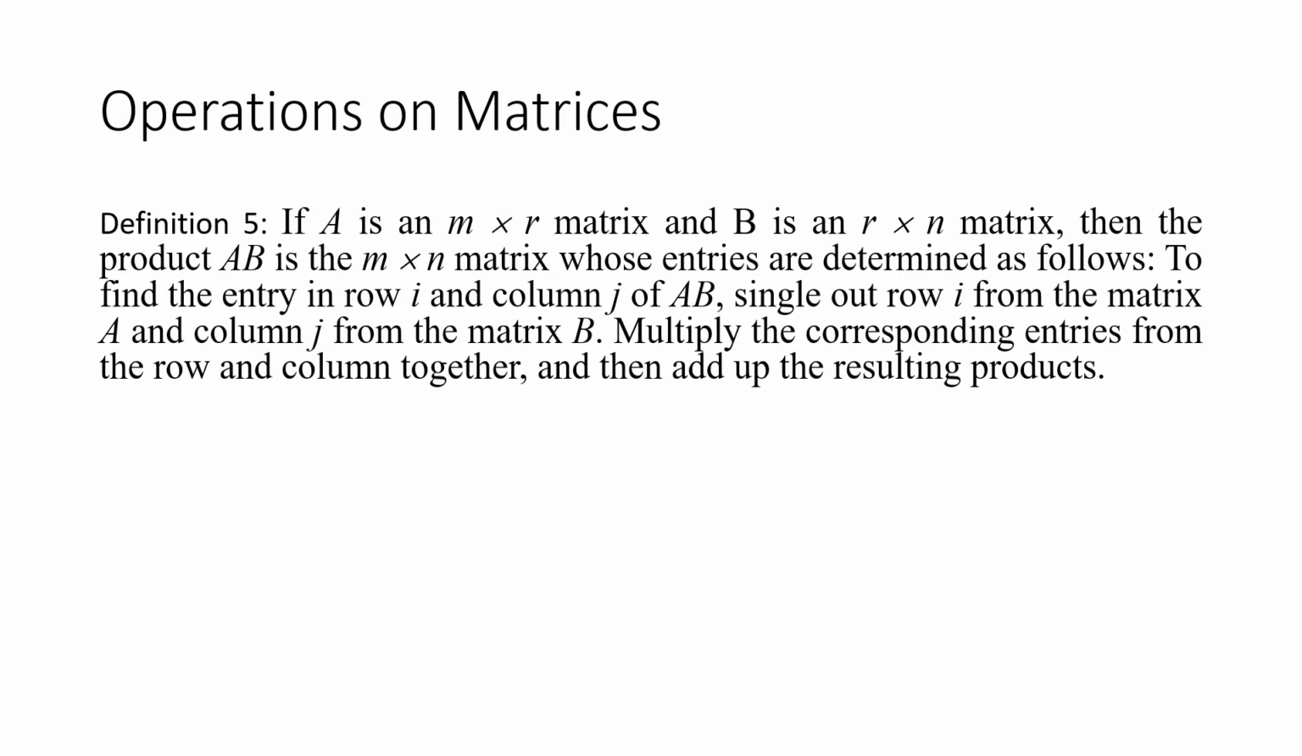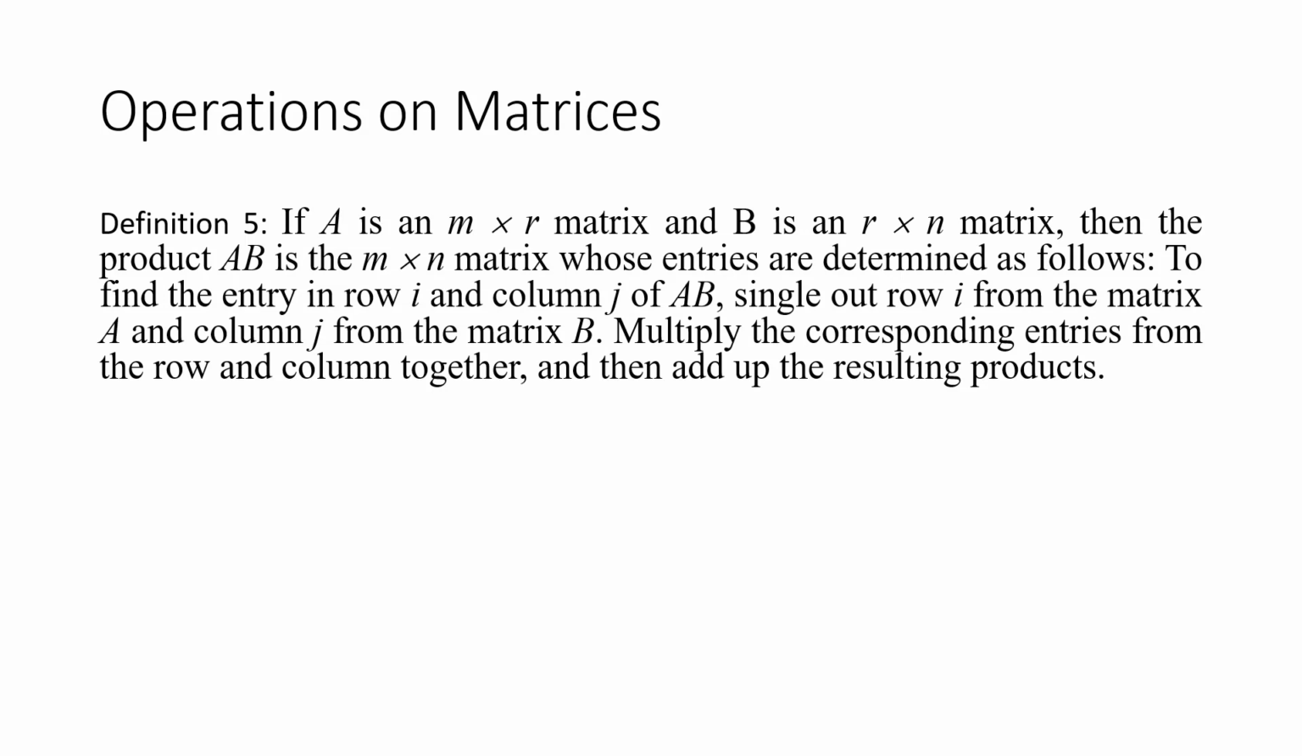Let's have definition 5. If matrix A is an m by r matrix and matrix B is an r by n matrix, then the product AB is the m by n matrix whose entries are determined as follows. To find the entry in row i and column j of AB, single out row i from the matrix A and column j from the matrix B. Multiply the corresponding entries from the row and the column together, and then add up the resulting products.